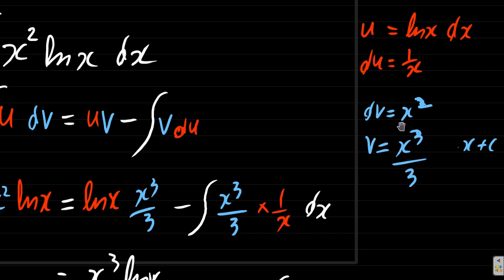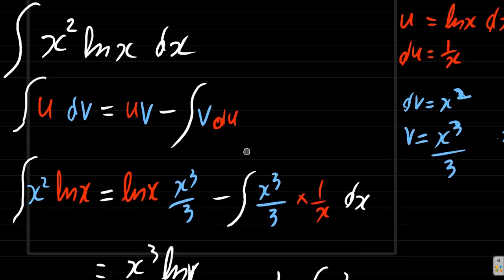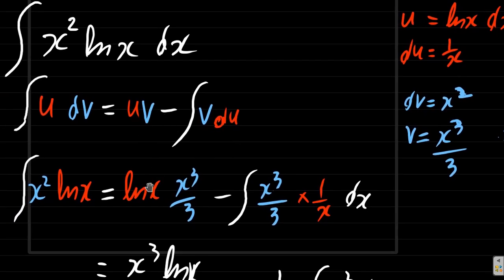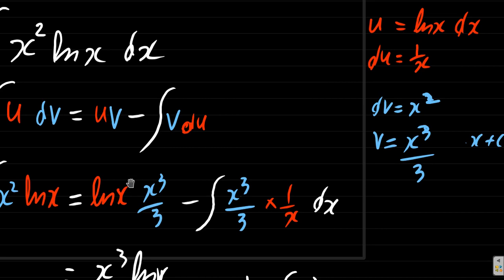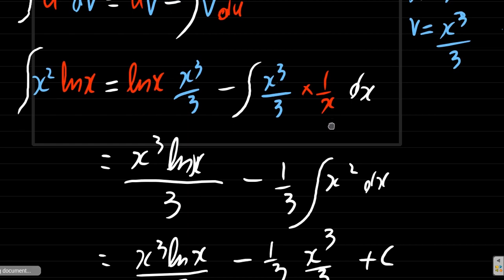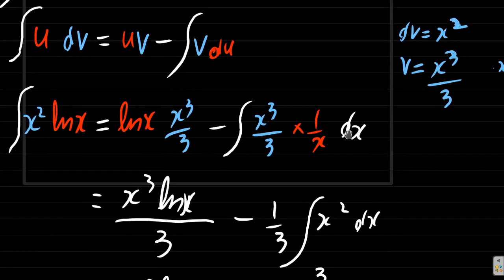And going from dv to v, we integrate. So the integral of x squared is x cubed over 3. So what we have is u, which is ln x, times v, which is x cubed over 3, minus the integral of v, which is x cubed over 3, du, and du is 1 over x dx. We integrate with respect to x, so dx.